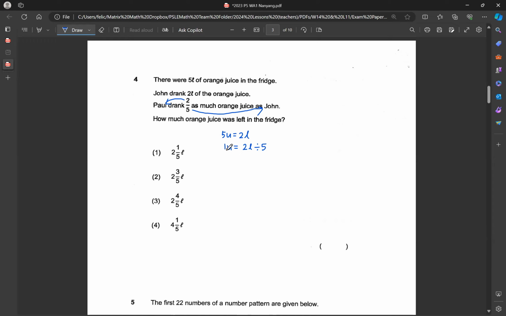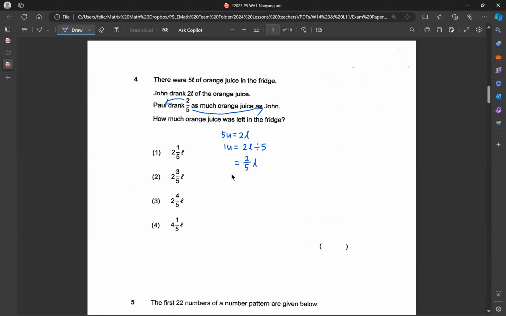What this question is testing is the relationship between a division and a fraction. You have to be aware that a division is actually a fraction itself. So 2 divided by 5 means 2 over 5 liters. This is how we express the division as a fraction on its own, without having to convert to milliliters also. So 1 unit, we have it there.